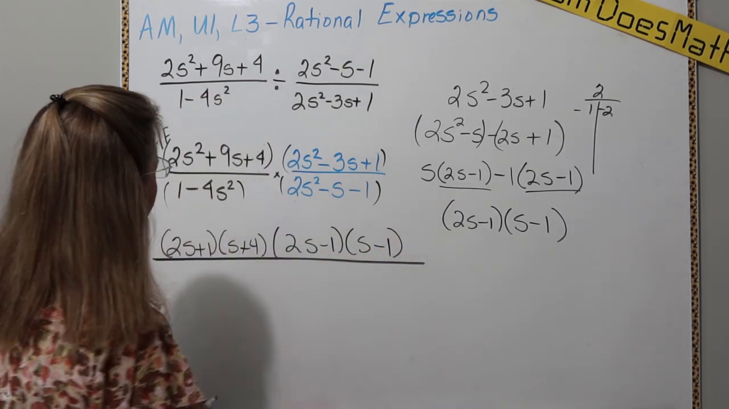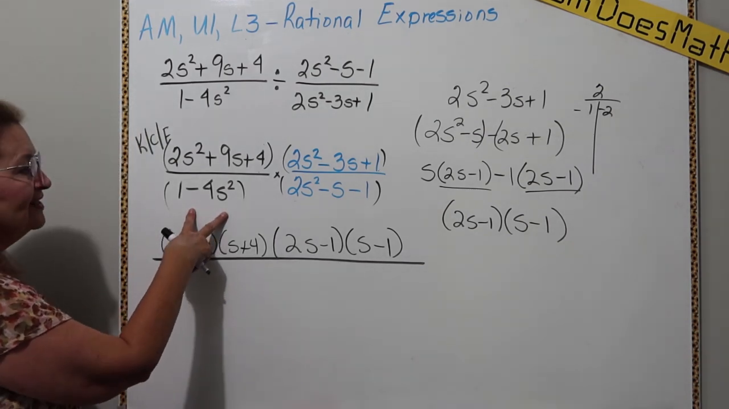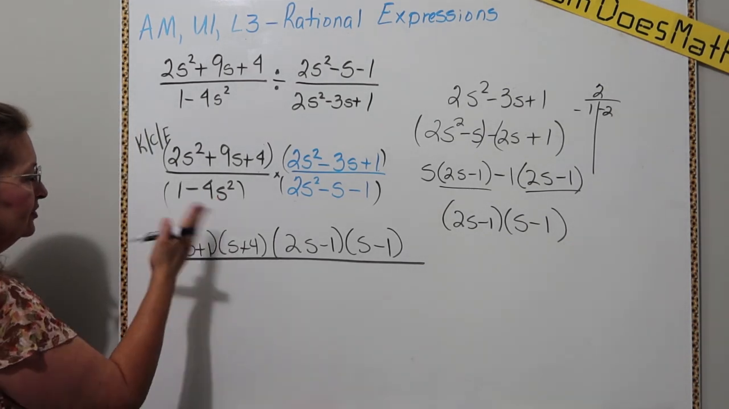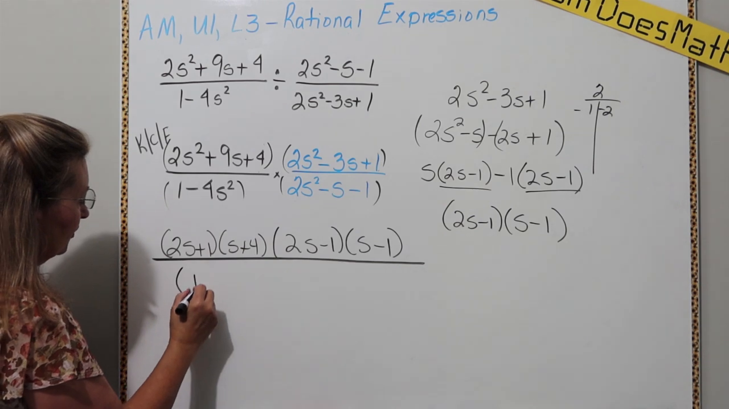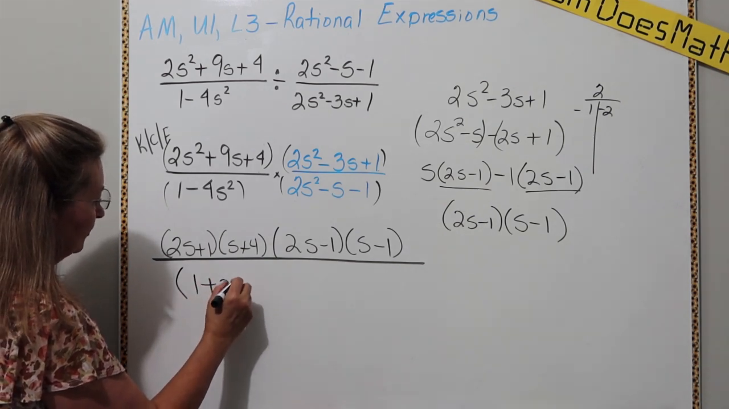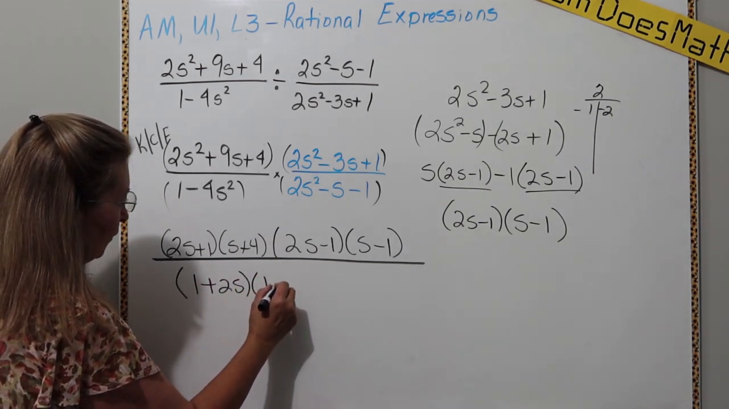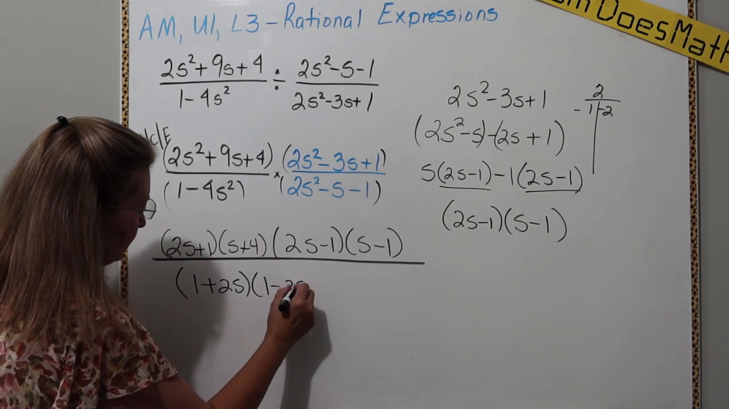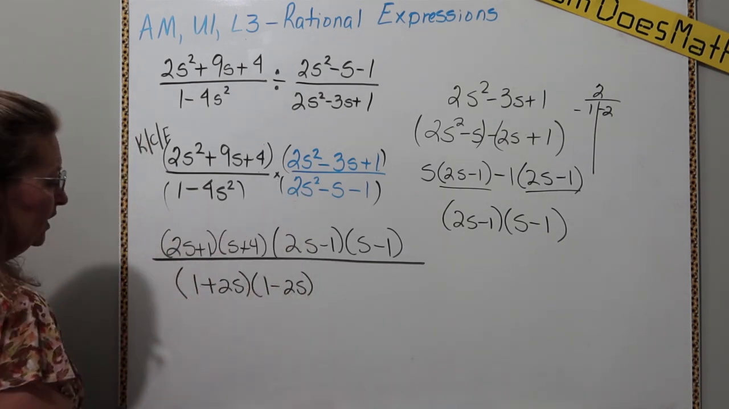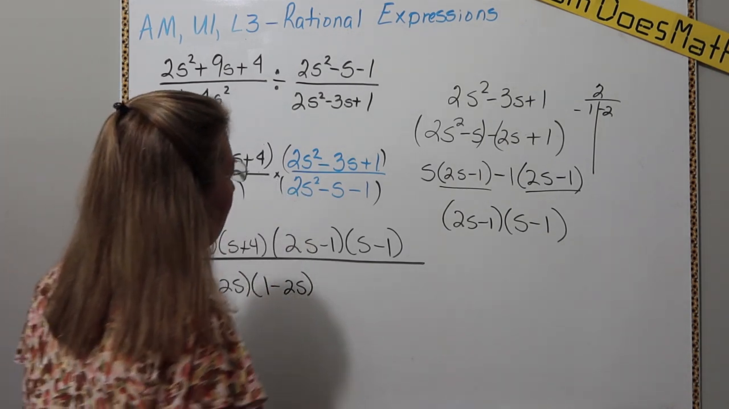Okay, let's work on denominators. Now right here, this is a difference of 2 squares, and there is no greatest common factor. So I'm just going to go ahead and factor that into 1 plus 2s, 1 minus 2s, and then we need to factor this last denominator.